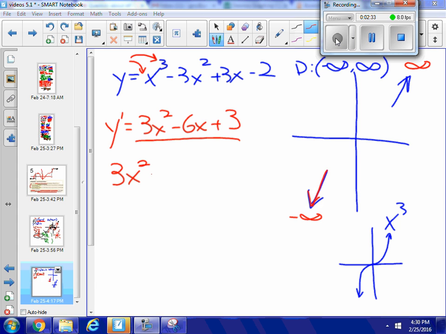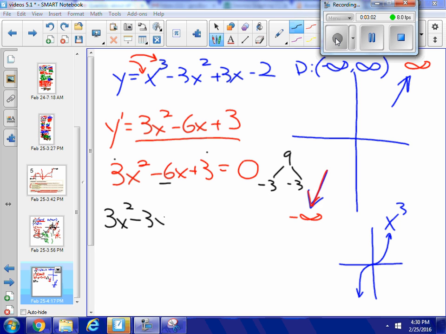So I have 3x squared minus 6x plus 3 equals 0. Let's see if there are any points where it equals 0. Well, let's use the surefire method of factoring to see if we can factor this. So I have 3 times 3, which is 9. And are there any factors of 9 which will get us a negative 6? And of course there are. It's negative 3 and negative 3. So I'm going to change this quadratic into 3x squared minus 3x minus 3x, just changing this 6x into two negative 3x's. I'm going to add 3 and still keep it set equal to 0.